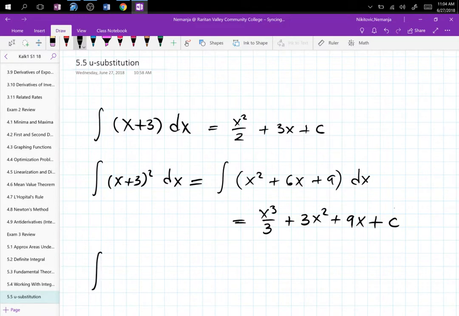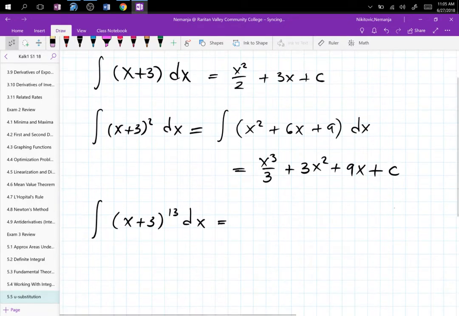Well, now all hell breaks loose if you have x plus 3 raised to the 13th power. So what now? Yes, you can go on and FOIL, and I'll wait. But since the final is tomorrow, there's no time to FOIL this all the way to the 13th power. So let's think about an alternative approach. This is what we are learning today.